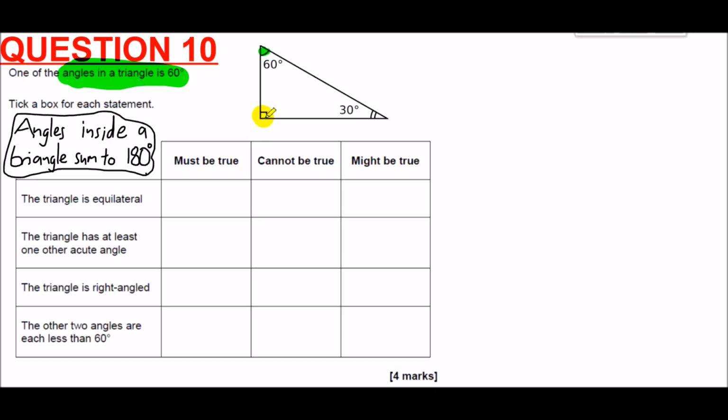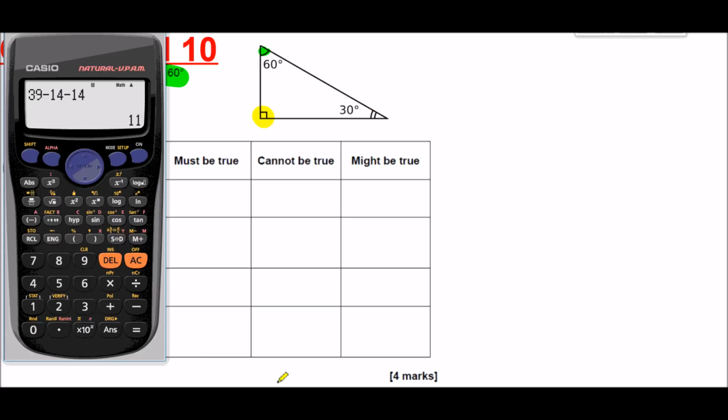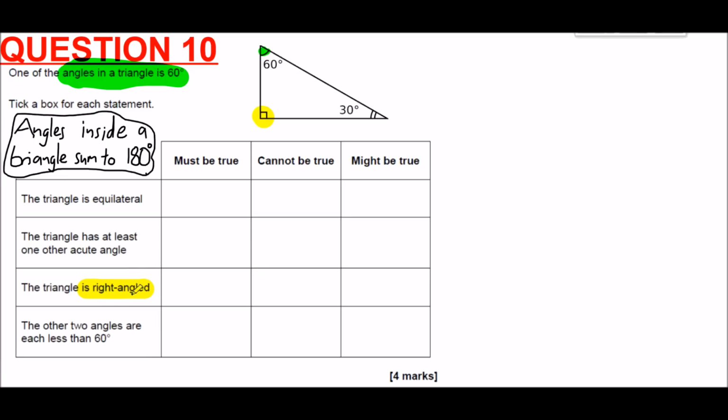And so what I've got first of all is one possible triangle we could have. And so if one of the angles is 60 degrees, if I look at the third statement, the triangle is right angled. Well, let's think about it. If one's 60 and a right angle's 90 degrees, so I'm just going to highlight here that right angle, just means 90 degrees. The other angle would have to be 180, take away 60, take away 90, which is 30. And so that's allowed. So it could be a right angled triangle.